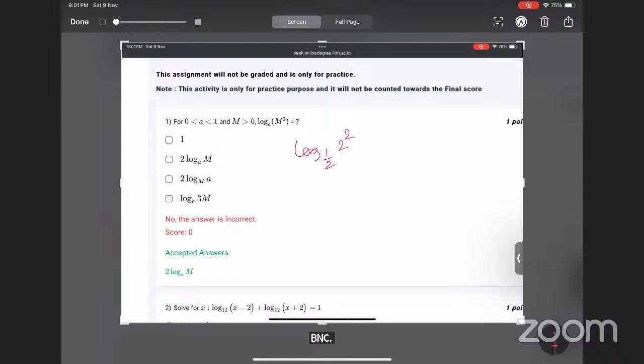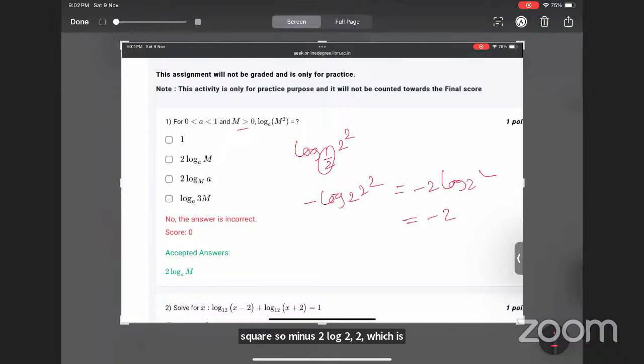Okay, so 1 by 2. So you can write it as minus log... Minus 2, ma'am, the answer. 2 squared, so minus 2 log 2, which is minus 2. And if we put here 2 log 2 half, okay, so this is again minus 2.